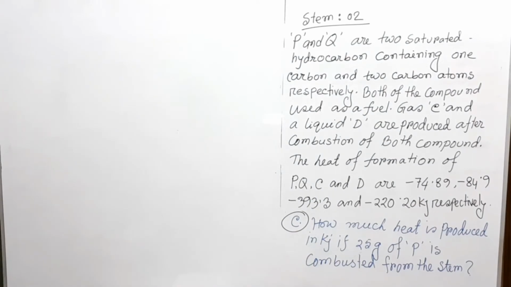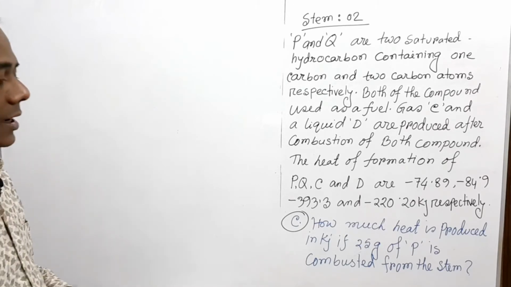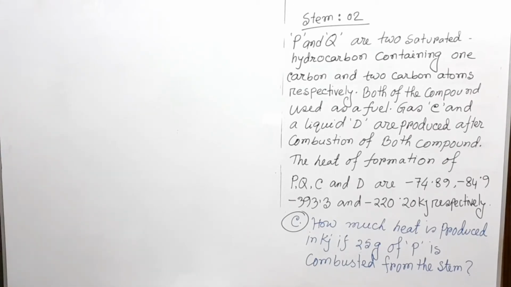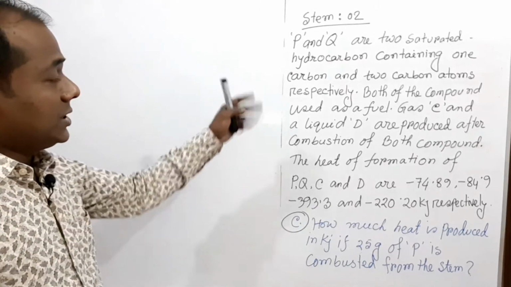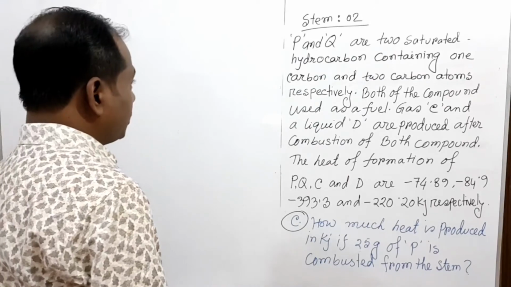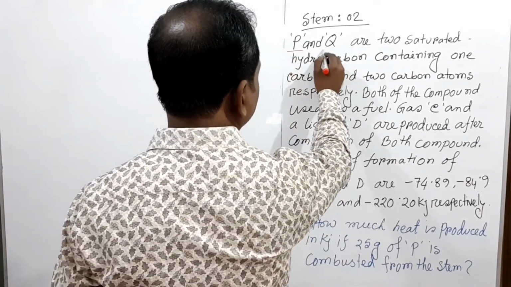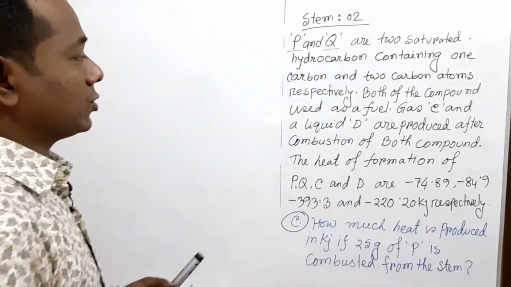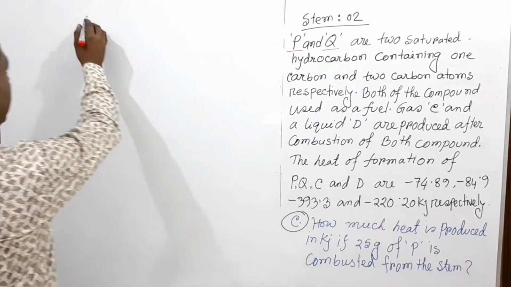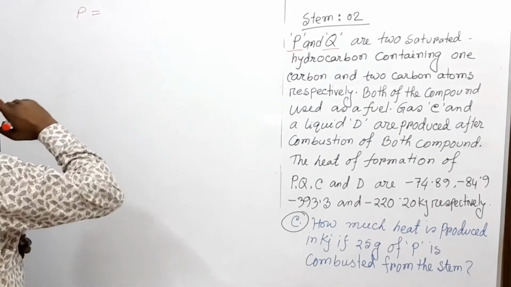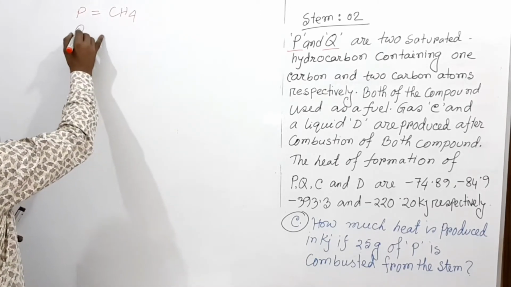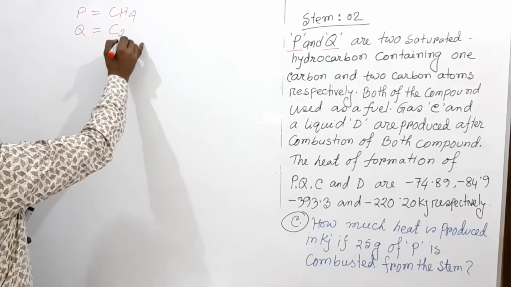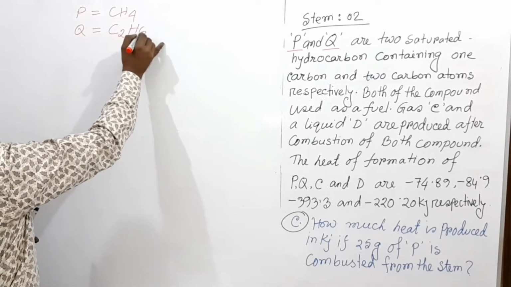Our first question is, how much heat is produced in kilojoule if 25 gram of P is combusted? If we see the stem, P and Q are two saturated hydrocarbons. So P represents methane and Q represents ethane, C2H6.